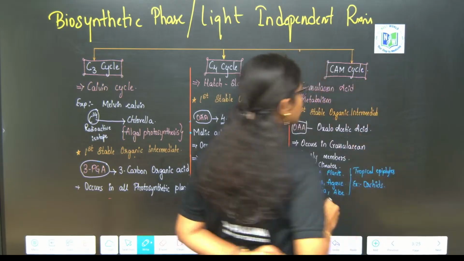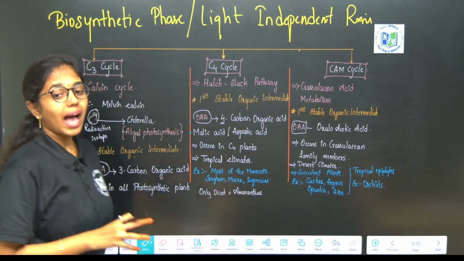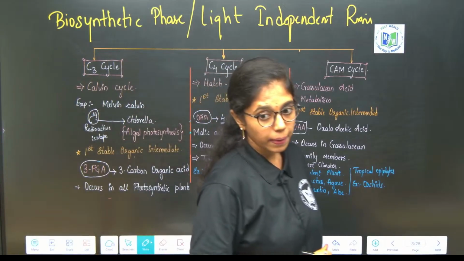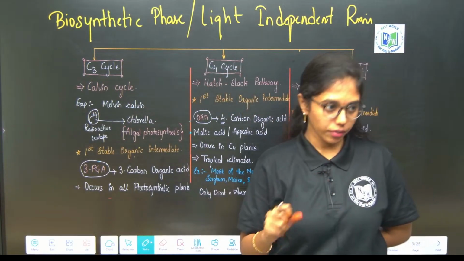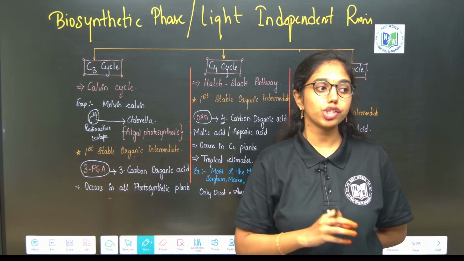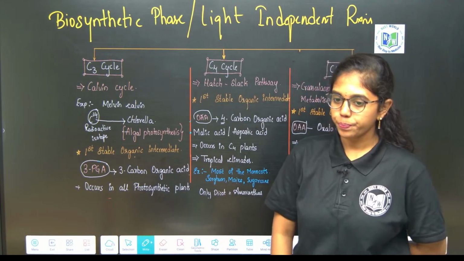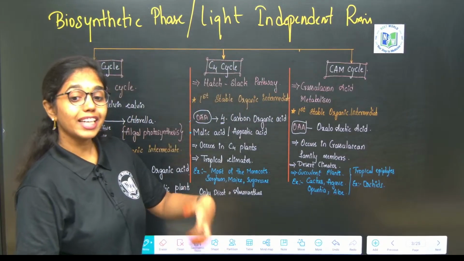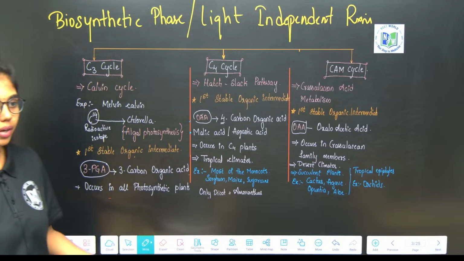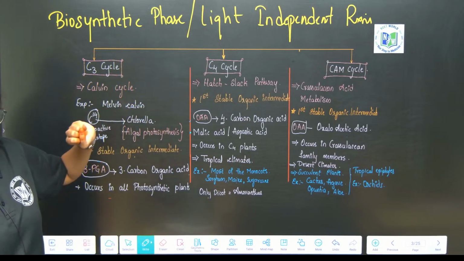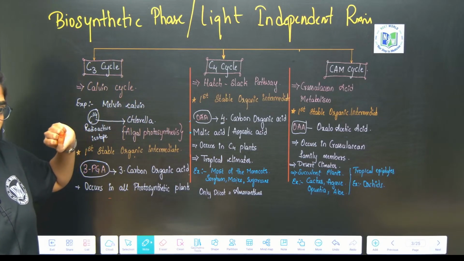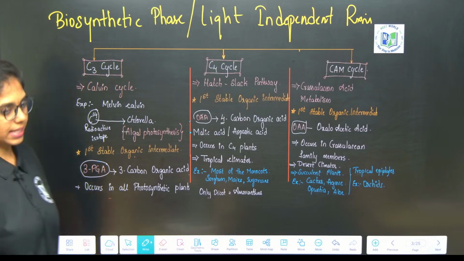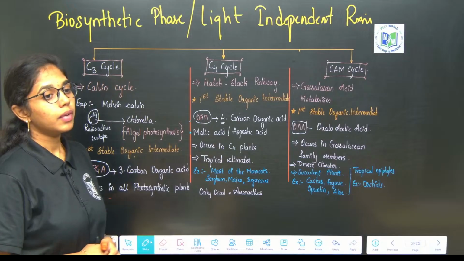Calling light independent reactions dark reactions is a misnomer. Why? Because it does not take place only at night. It occurs parallelly in the daytime when sunlight is available. So it is wrong to say dark, because that implies only in the absence of light.